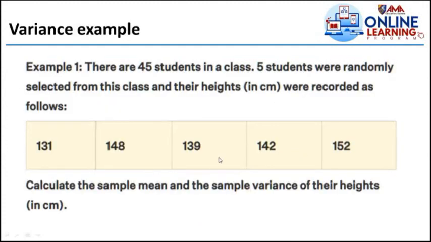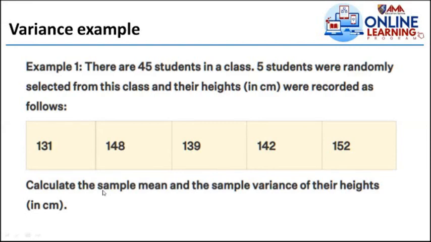So we have an example. There are 45 students in a class. 5 students were randomly selected from this class and their heights in centimeters were recorded as follows: 131, 148, 139, 142, 152. These are the selected 5 students, and these are their heights in centimeters. Calculate the sample mean and sample variance of their heights in centimeters.